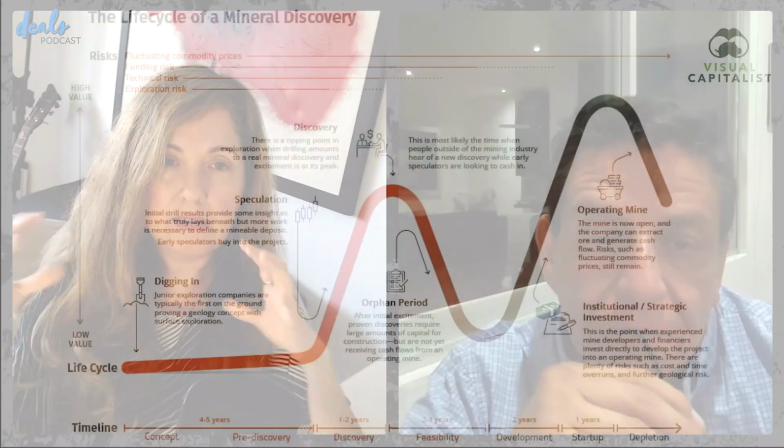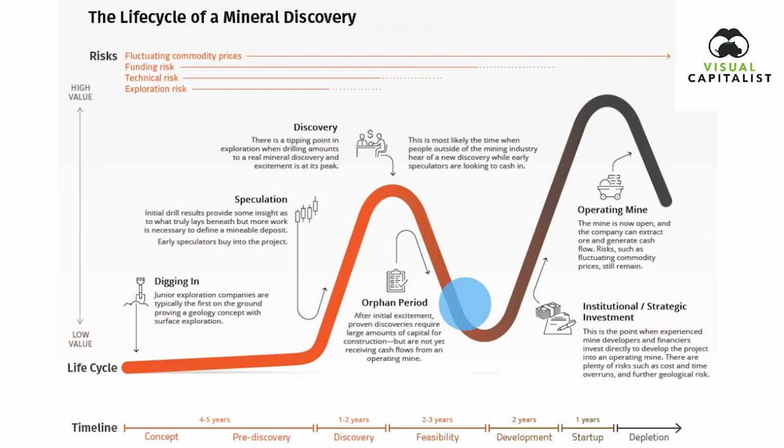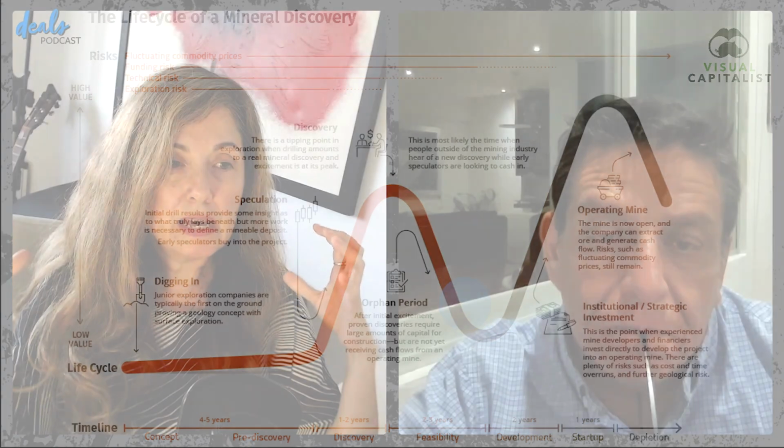What happens after that is what they refer to as an orphan period, during which the company is going through feasibility studies of different types and varieties. At that point, the stock starts to fall in price. The interest is not as high. A lot of the speculators have left the stock because they know the next high is years away, so a lot of people exit.